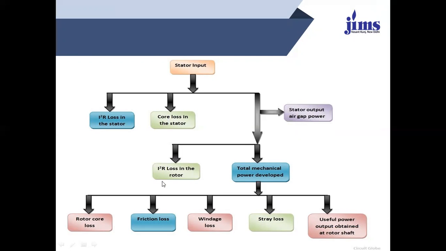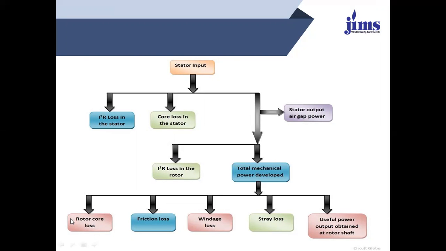Some iron losses are also associated with the rotor side, because there is a core where the winding is placed, whether we are looking at a slip-ring type or a squirrel cage type induction motor. The losses associated with the core part of the rotor are called core losses, and the losses associated with the winding of the motor are called the I square R loss of the rotor. After subtracting the I square R loss in the rotor, the total mechanical power developed is given to the shaft of the rotor.